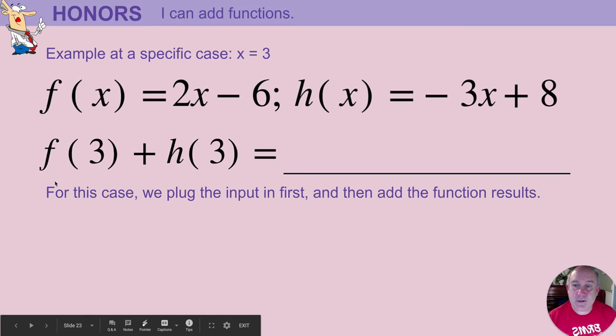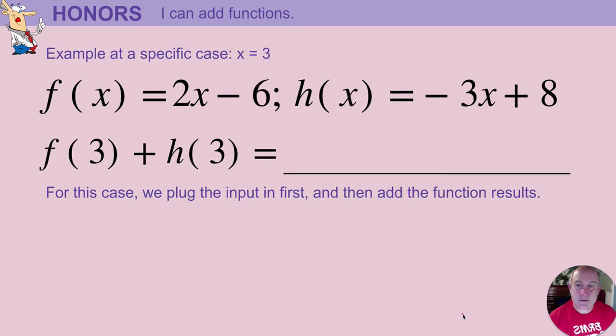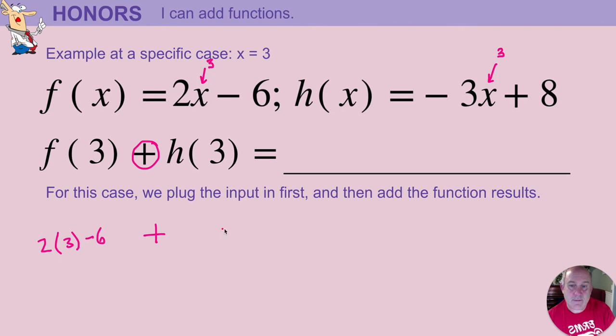We read it this way: f of 3 plus h of 3 equals something. Now for this case, we plug in the value first before we do the combining. And so we're going to replace the x here with a 3 and replace the x inside of this one with a 3 also. So we'll go ahead and do that. So I've got 2 times 3 minus 6, and then we'll have the operation that we will apply.